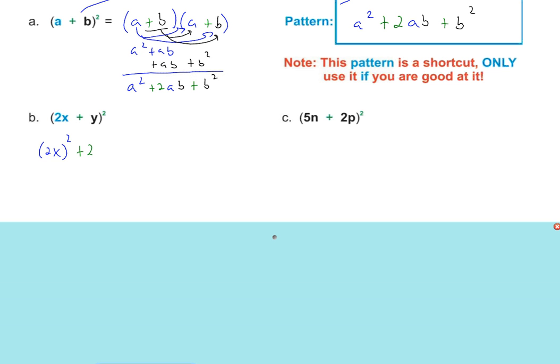Not quite. Go for it, John. Not quite. You're looking right here, right? We already have the plus 2. You're looking right here. All right?